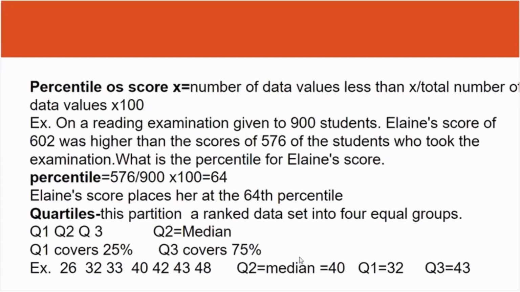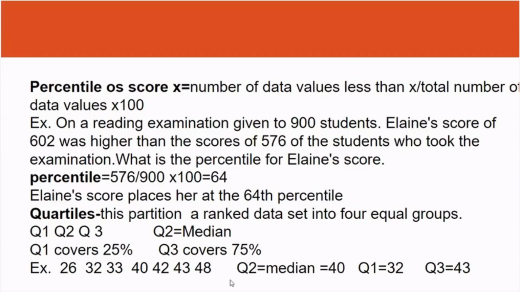Okay, so next is percentile. The percentile of a score x is the number of data values less than x divided by the total number of data values times 100. So that is the percentile. We have here an example. On a reading examination given to 900 students, Elaine's score of 602 was higher than the scores of 576 of the students who took the examination. What is the percentile for Elaine's score?